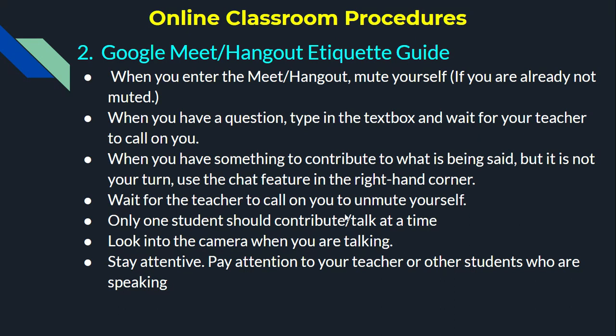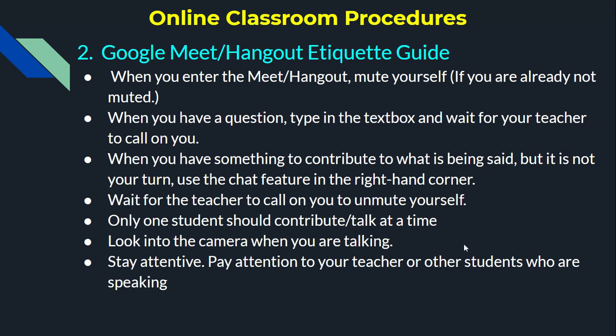Next, wait for the teacher to call on you to unmute yourself. There you go. So whenever you want to talk, type in first in the chat box, and then when I acknowledge you and say, okay, you can turn on your microphone, that will be the time that you can unmute and then talk. Only one student should contribute or talk at a time. There you go.